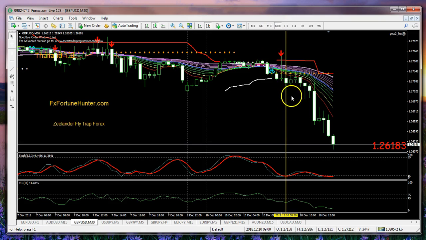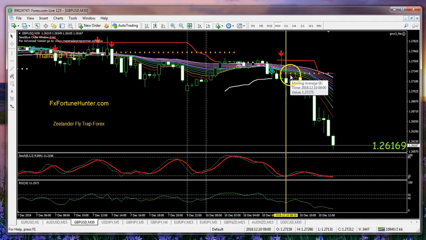You can see here how, once again, we had a pullback, but if you use the Zeelander limit area here, this crossover area, and the time after the moving averages move down, we can see that we've got all our bats hanging on the ceiling right here, and it's just a prelude to the downtrend that's about to follow.